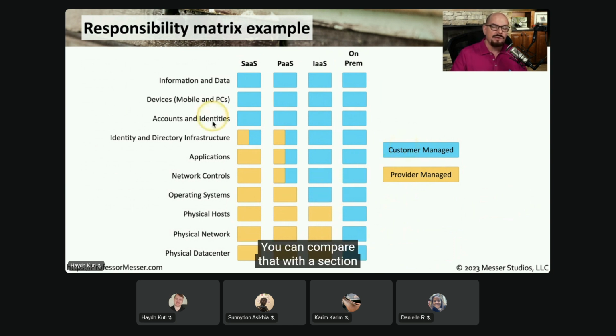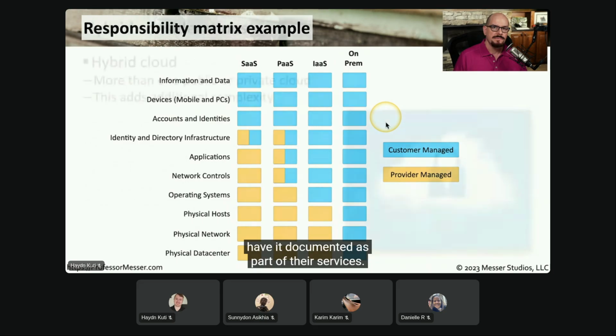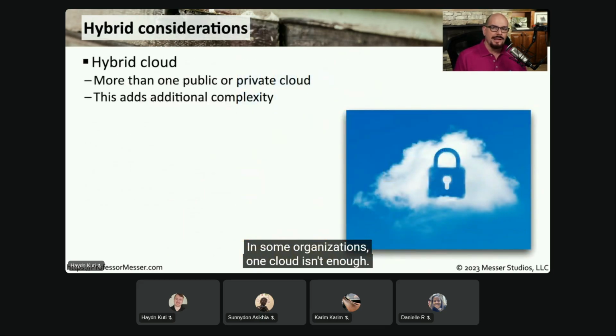You can compare that with a section of the matrix for accounts and identities. That would obviously have a significant security concern, and in the case of this cloud provider, the customer is always responsible for anything associated with their accounts. If you're wondering what the responsibility matrix might be for your cloud provider, they probably already have it documented as part of their services.